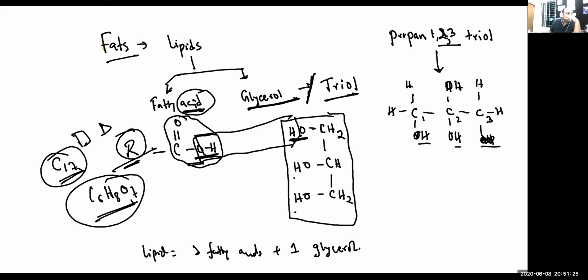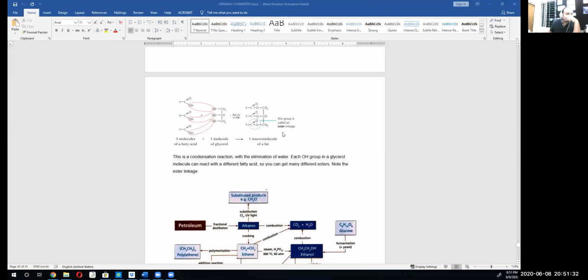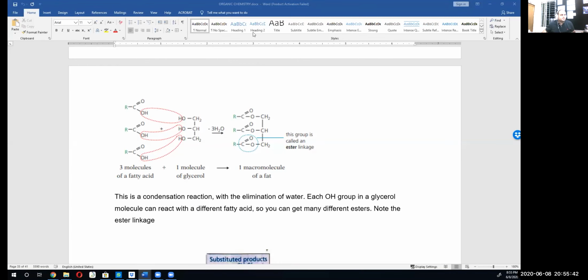So I'm showing you the structure, draw it. Can you see the structure? Yes, sir. 3 molecules of fatty acid plus 1 molecule of glycerol gives us 1 macromolecule of a fat. Please draw this. Are you done? Yes, sir.